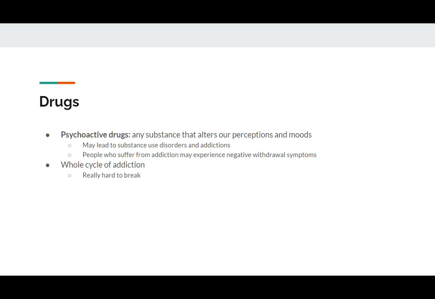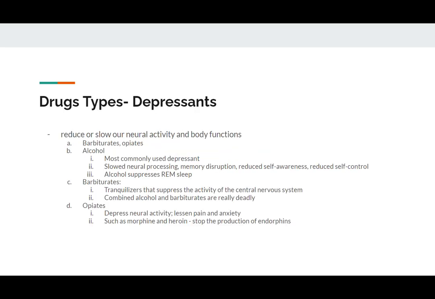The first one is depressants. As the name suggests, depressed means decreased somehow, and depressants basically reduce or slow neural activity and body functions. Some examples of depressants are barbiturates and opiates. And alcohol is the most common depressant you have ever heard of. It's most commonly used, and it basically slows neural processing, disrupts memory, and reduces self-awareness and self-control.